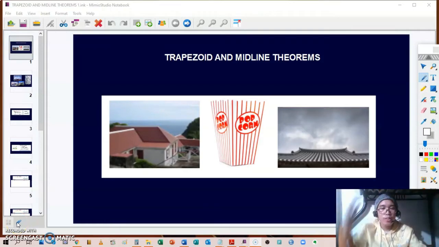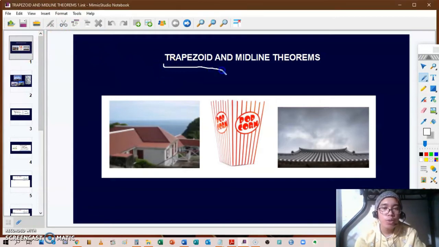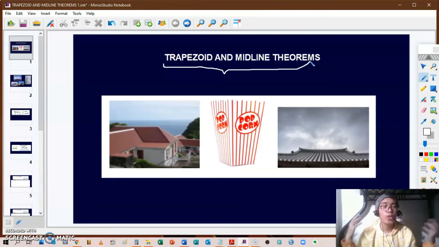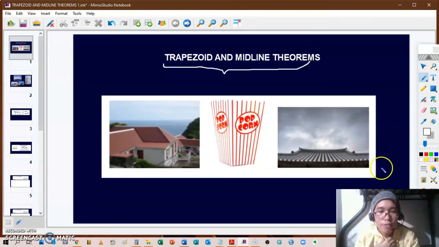So for this lesson, for our module 7, we have the 7th module, trapezoid and midline theorems. We're not just going to discuss trapezoids here, we're also going to discuss more about triangles and its foundation, or its relationship to midline theorems. Okay, so we have here trapezoids in real life.